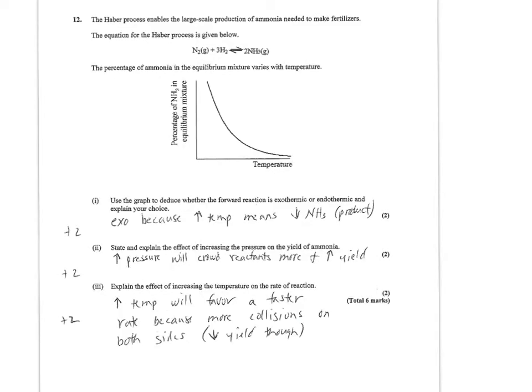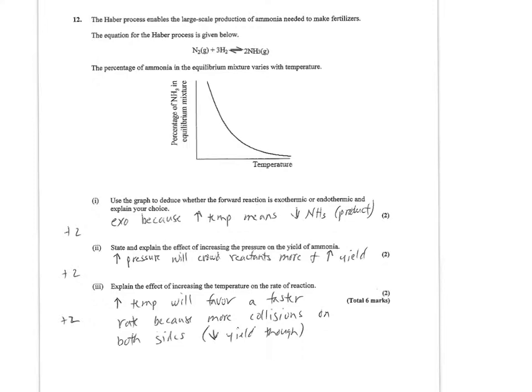Number 12, they talk about the Haber process, and the equation is given there. And then the graph here with percentage of NH3, that's our product, against temperature. You can see as temperature goes up, the product definitely goes down. So it says use the graph to deduce whether the forward reaction is exothermic or endothermic. If an increase in temperature causes a decrease in product, it's definitely exothermic.